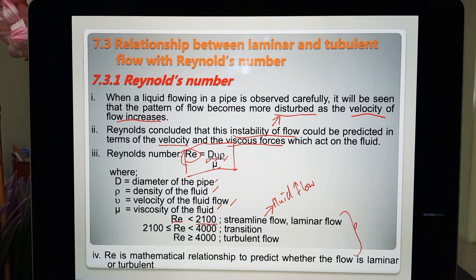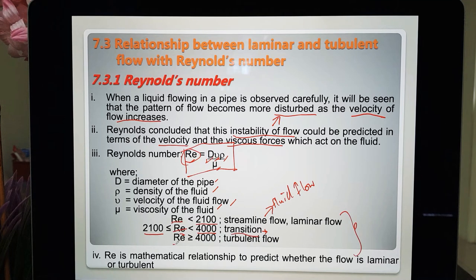And if you calculate the value of Reynolds number and it is between 2100 and 4000, then it means that the fluid flow is in transition. In transition means that at certain areas, sometimes it will flow in a laminar flow behavior, and at certain areas, it will become more disturbed. Because this particular Reynolds number depends on the velocity as well as the viscosity of the fluid.